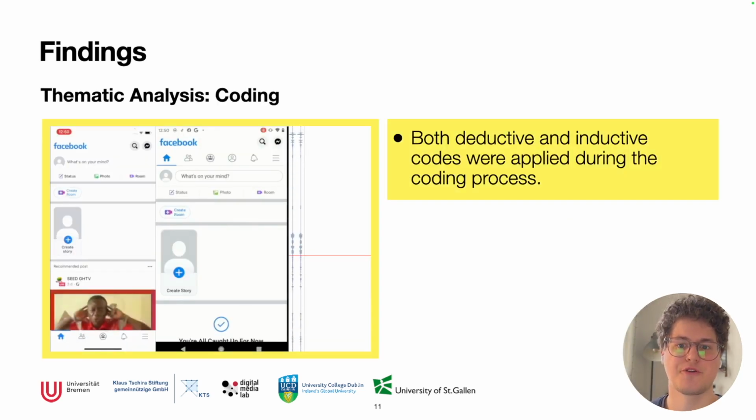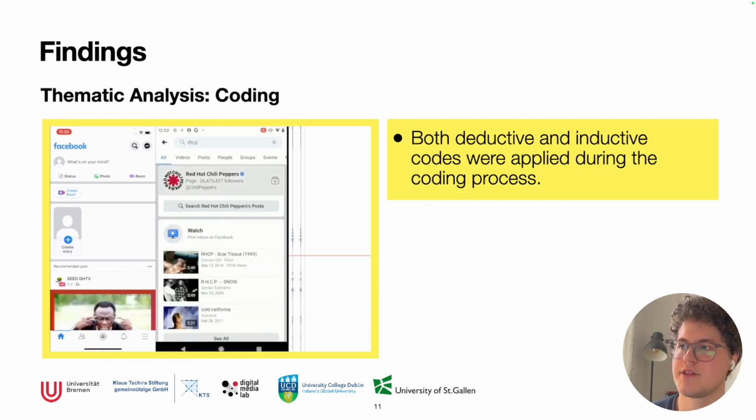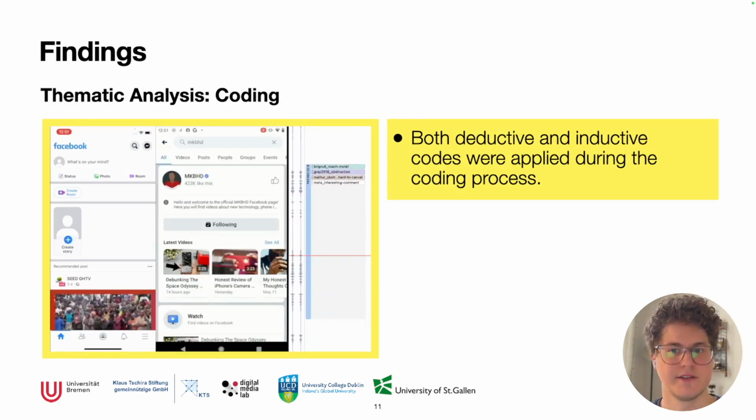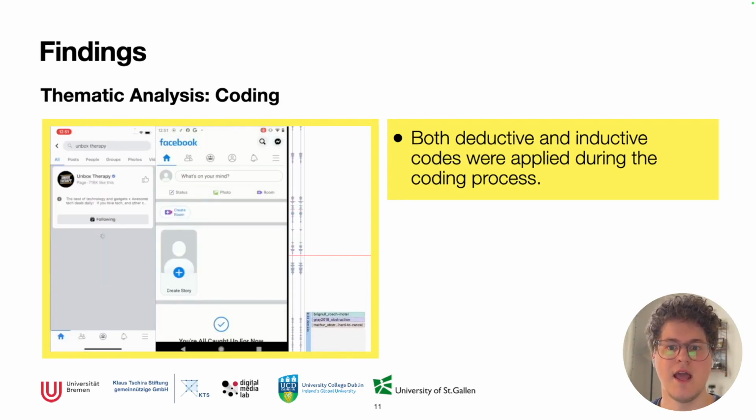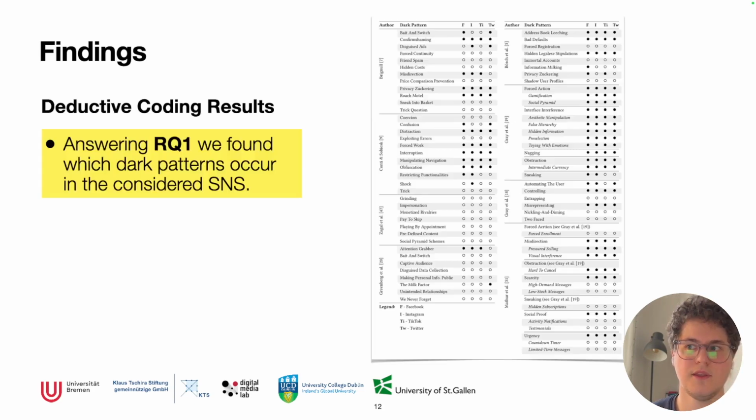During the coding, both codebooks were used together while analyzing the iOS and Android versions simultaneously. This helped us to notice existing dark patterns in the interfaces and avoid redundancies. Learning from the deductive codes, the aim here was not to develop highly specific descriptions, but rather identify general problems that could potentially be translated to other SNS or even other domains.